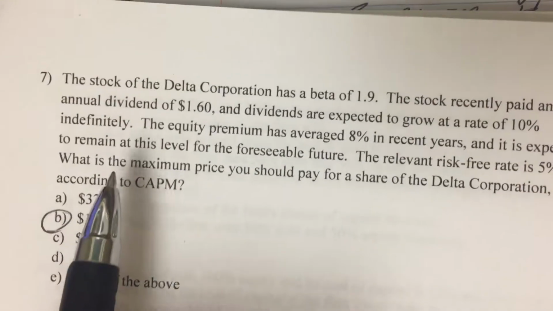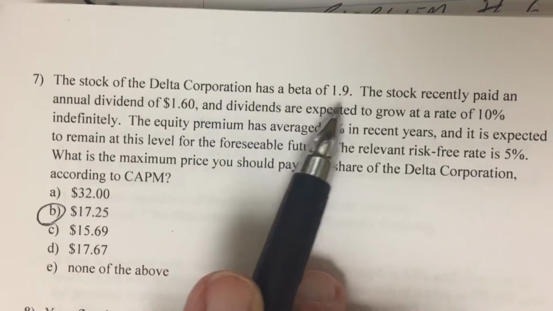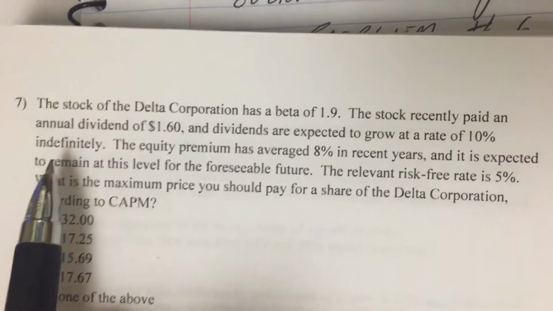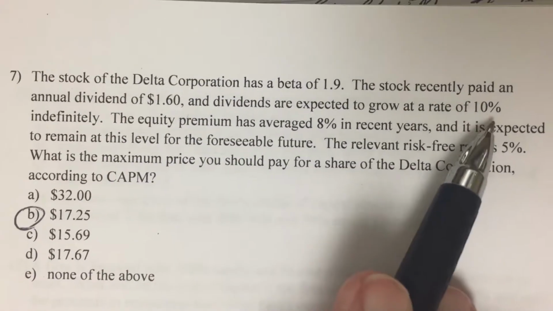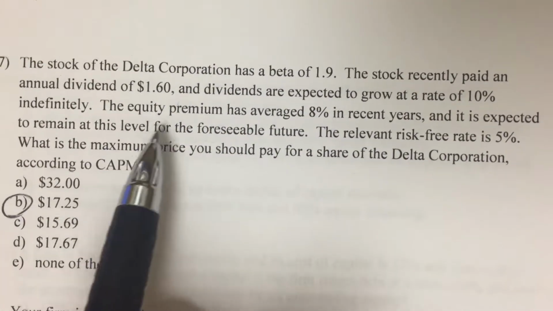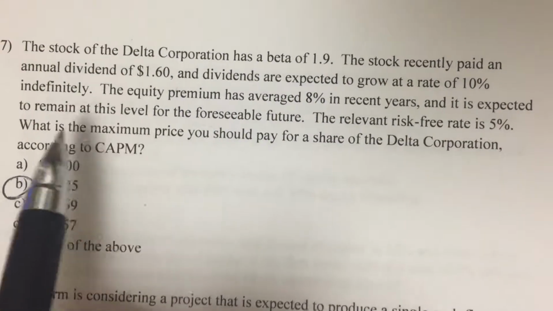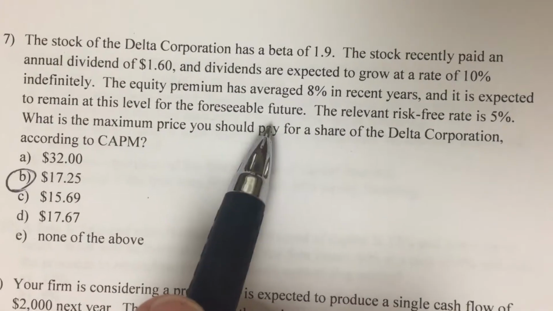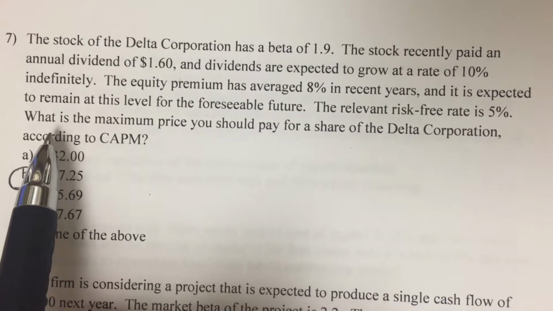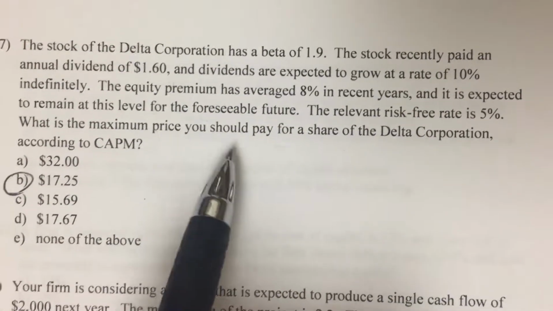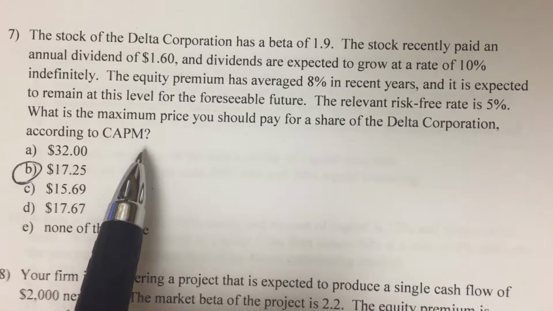On problem number 7 of Mark 2, it indicates that the stock of Delta Corp has a beta of 1.9. The stock recently paid an annual dividend of $1.60, and the dividends are expected to grow at a rate of 10% indefinitely. The equity premium has averaged 8% in recent years and is expected to remain at this level for the foreseeable future. The relevant risk-free rate is 5%, and they're asking what is the maximum price we would pay for the stock in the company, using CAPM as our guideline.